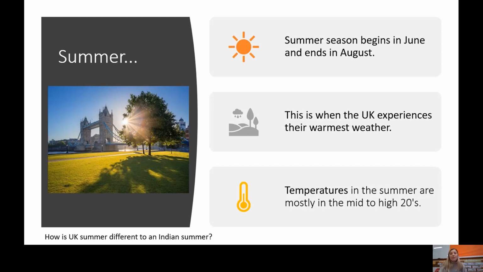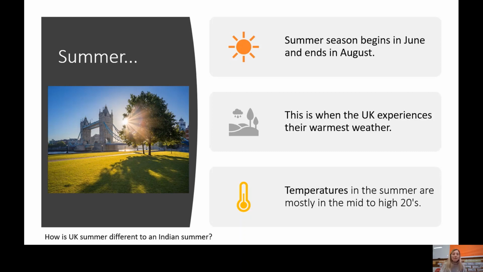Now, summer in the UK begins in June and it ends in August. And this is when the UK experiences its warmest weather. So temperatures can be mostly in the mid to high 20s, which is still about half of what a summer in New Delhi is like.